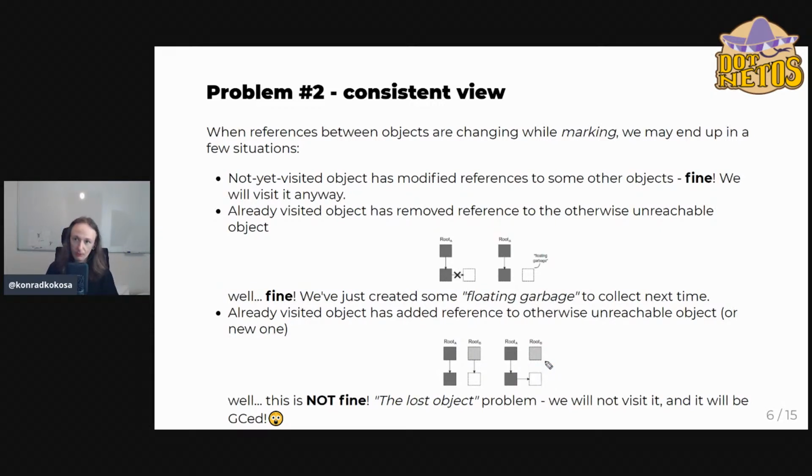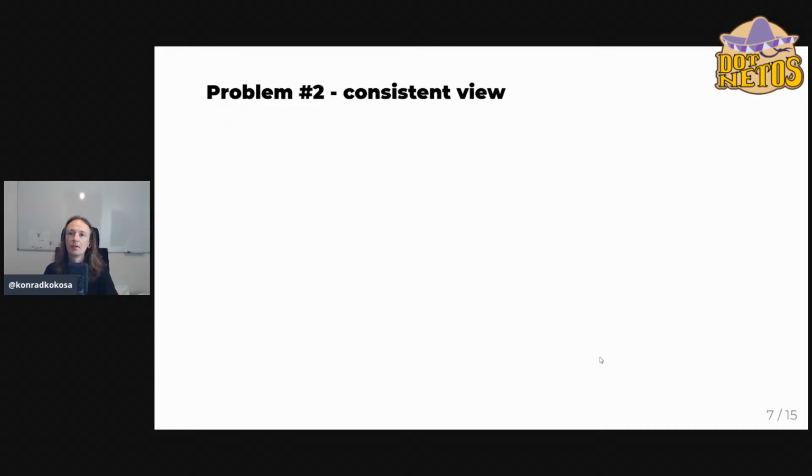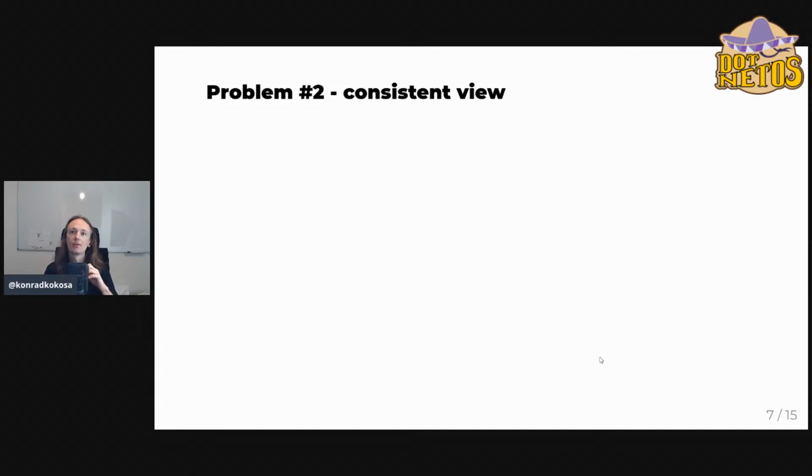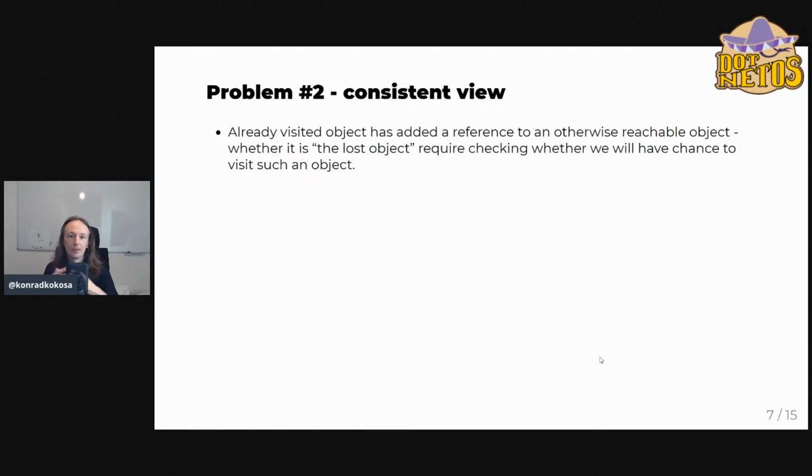So yeah, this is not good, and we need to solve this for sure somehow. Then we have different scenarios. Based on these three possible scenarios, we may build more complex scenarios. For example, an already visited object has added a reference to an otherwise reachable object. And now we need to traverse in the end the whole graph to know whether we have the lost object problem or not, depending whether we will have a chance to visit this other object or not.